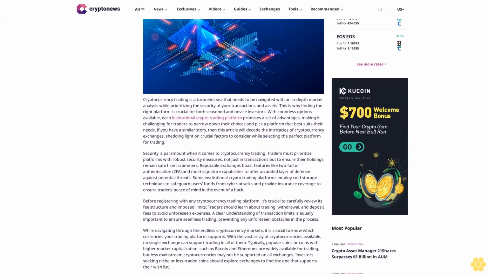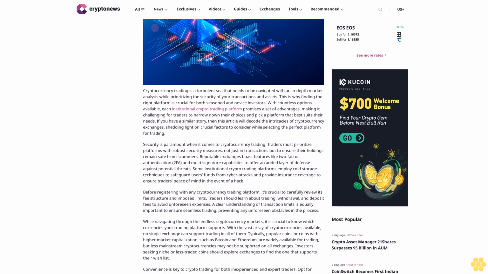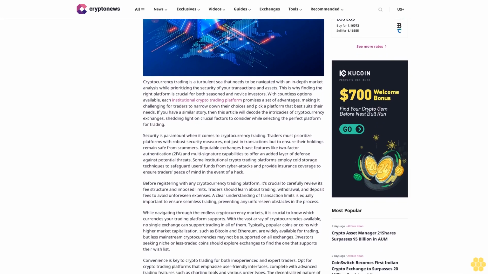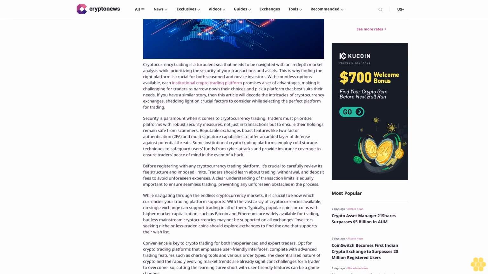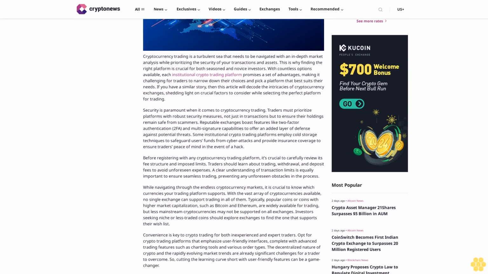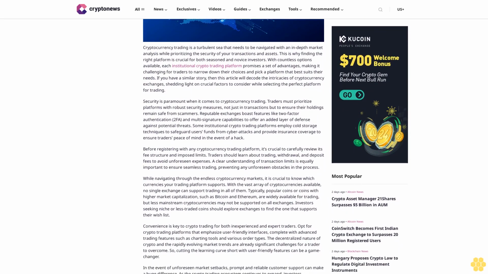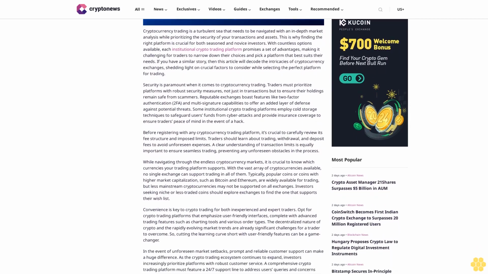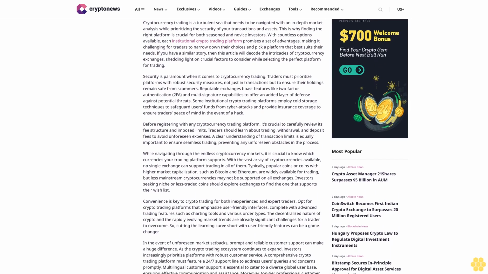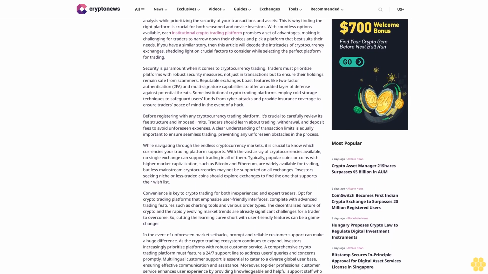With countless options available, each institutional crypto trading platform promises a set of advantages, making it challenging for traders to narrow down their choices and pick a platform that best suits their needs. If you have a similar story, then this article will decode the intricacies of cryptocurrency exchanges, shedding light on crucial factors to consider while selecting the perfect platform for trading.